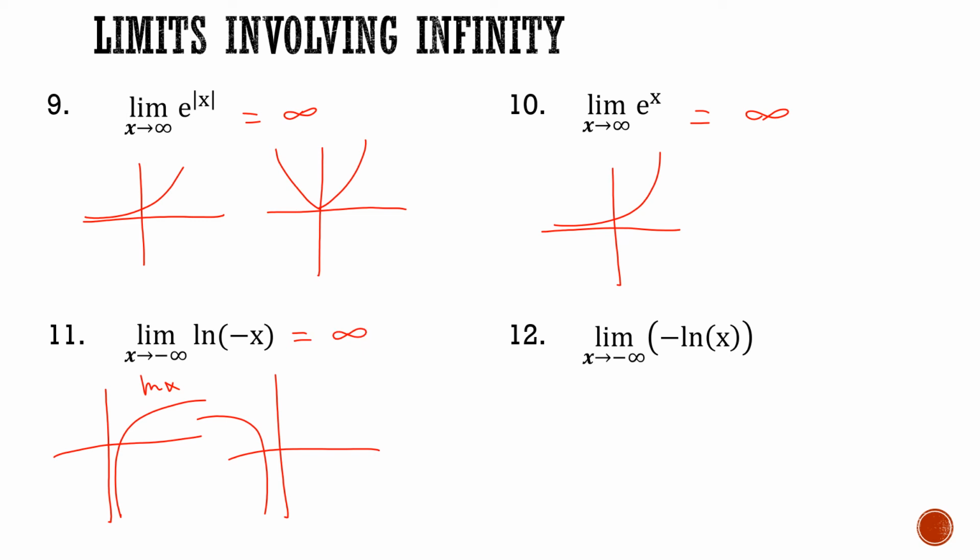And then number 12, this graph, negative ln x, that is going to reflect it over the x-axis. So instead of something like this, we're going to end up with something like this. And so as I go to negative infinity, well, I never go to negative infinity because I have an asymptote at 0, so this does not exist.